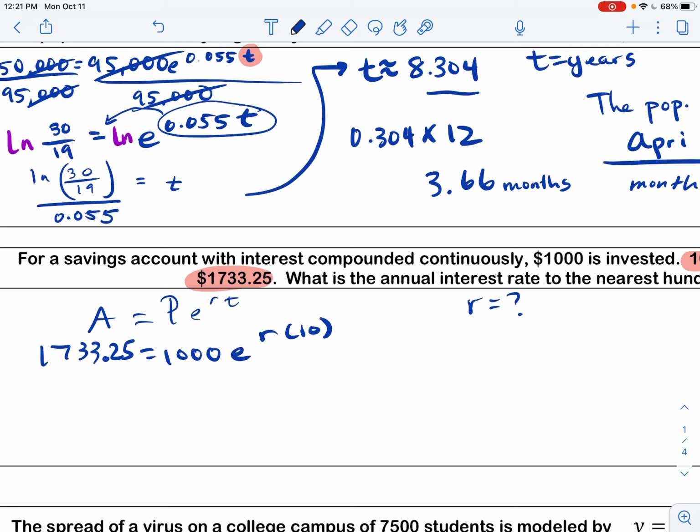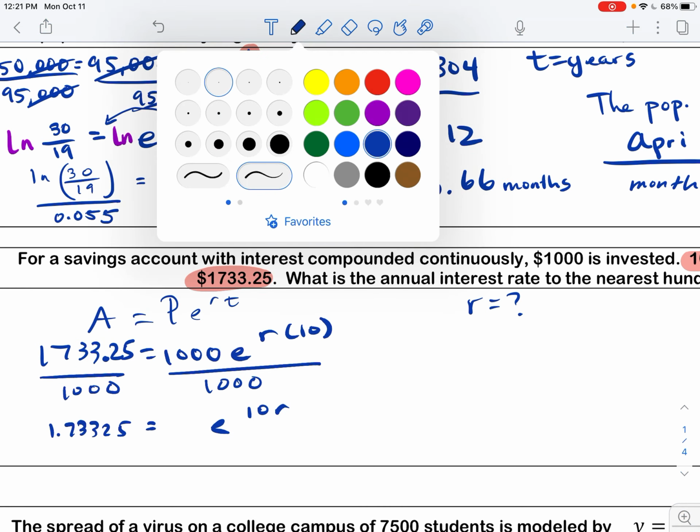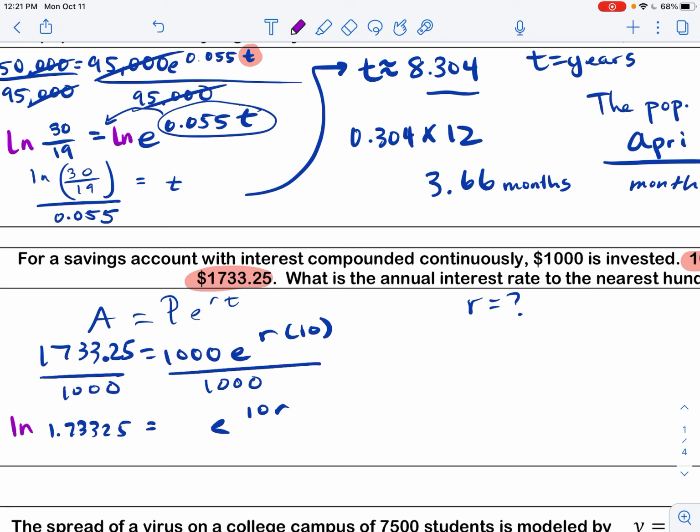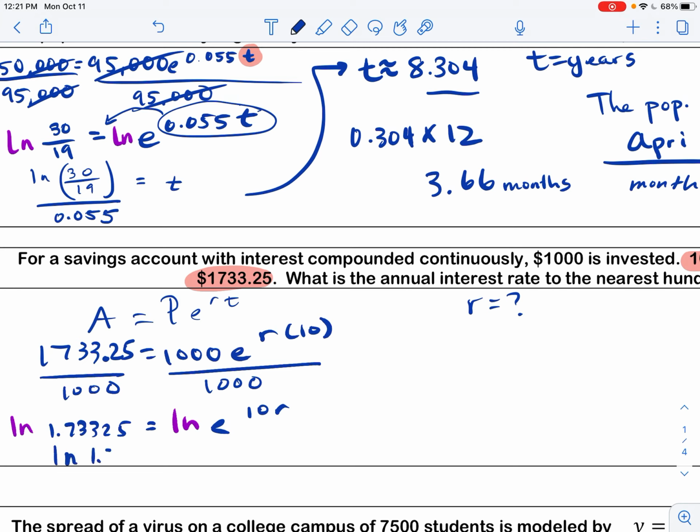So now, again, we have an exponential equation that we need to solve. We're going to start by dividing everything by 1,000. So this is 1.73325, which is equal to e to the 10r power. So to then get r by itself, I'm going to need to apply the log property. So I'm going to take the natural log of both sides, which then allows me to rewrite this as the natural log of 1.73325 is equal to 10r. And again, what I did was I applied the log property there. Then we're going to divide everything by, oops, not r, by 10, excuse me. We're solving for r.